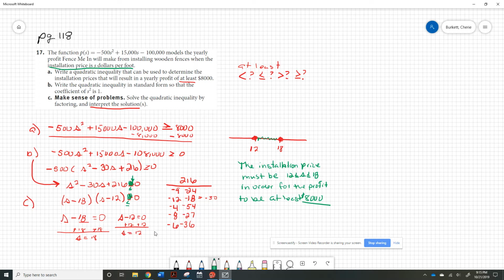Here's the solution. The solution is any sale price between 12 and 18. This is the solution right here. And then this is the explanation.